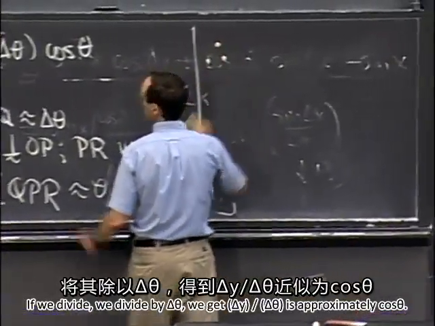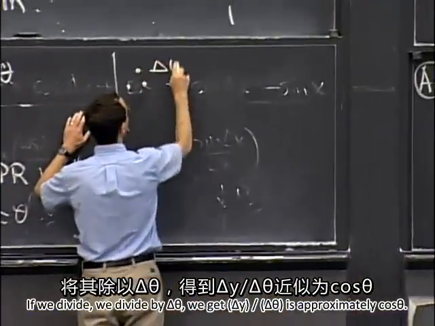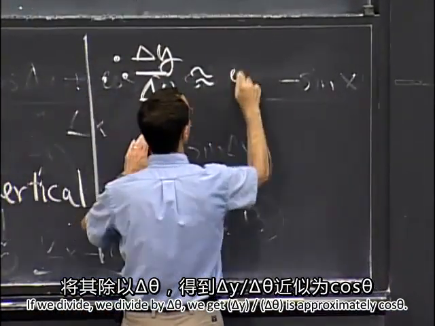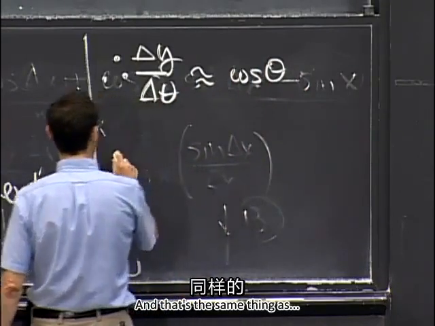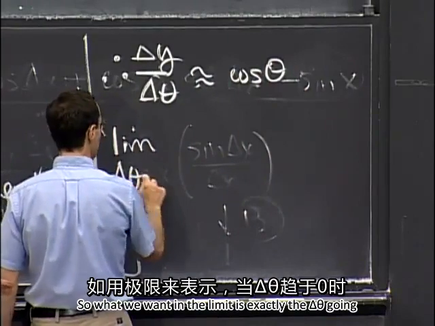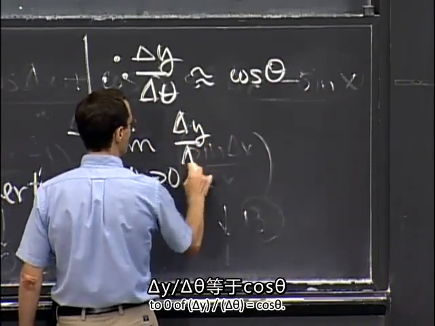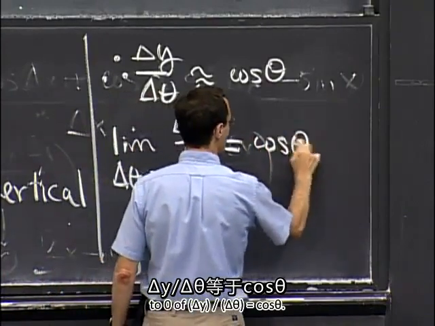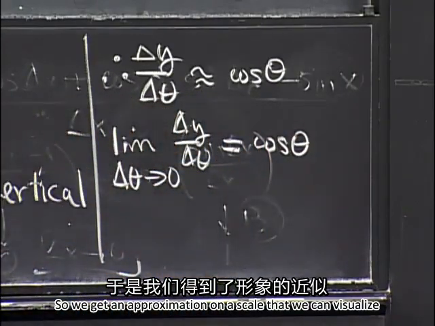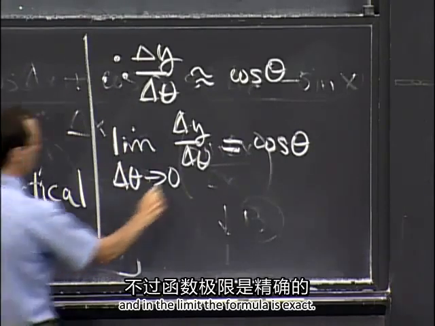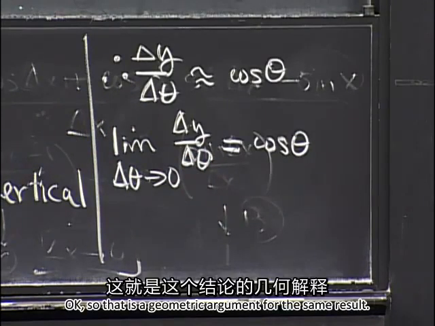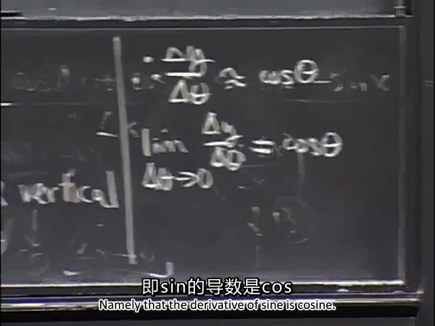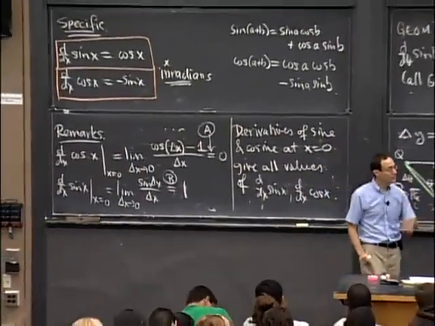If we divide by delta theta, we get delta y divided by delta theta is approximately cosine theta. All right? And so what we want in the limit is exactly the limit as delta theta goes to 0 of delta y over delta theta is equal to cosine theta. So we get an approximation on a scale that we can visualize, and in the limit, the formula is exact. Okay, so that is a geometric argument for the same result, namely that the derivative of sine is cosine.